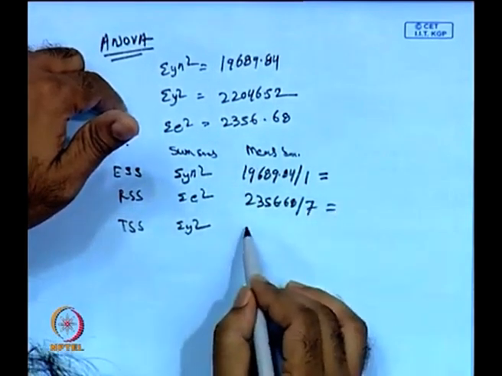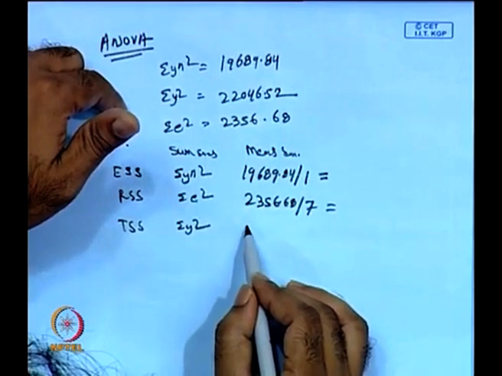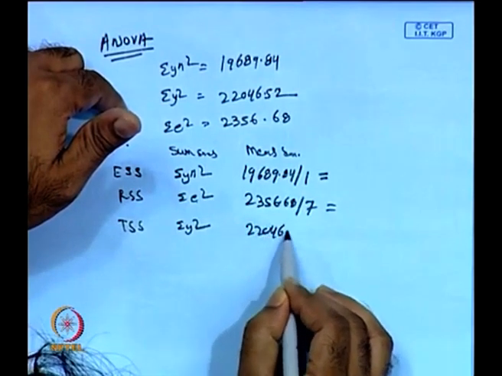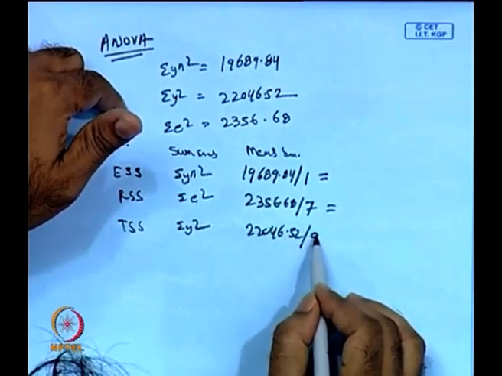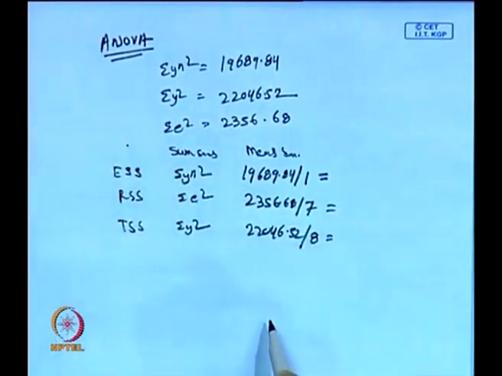Okay. Summation e square, so this is 22046.52 divided by n minus 1. So, n minus 1 means it is 8. So, we have to find out its statistics. So, how much it will be coming?